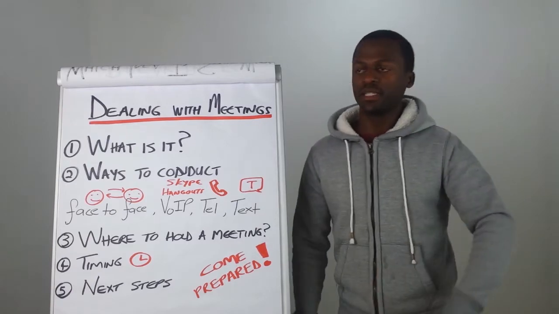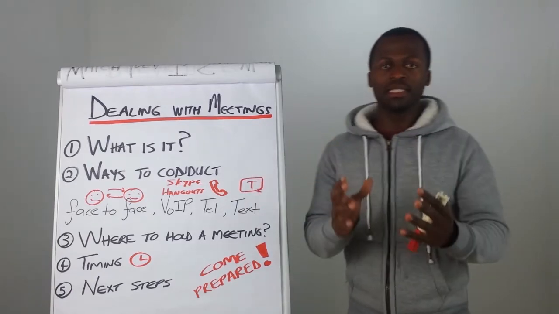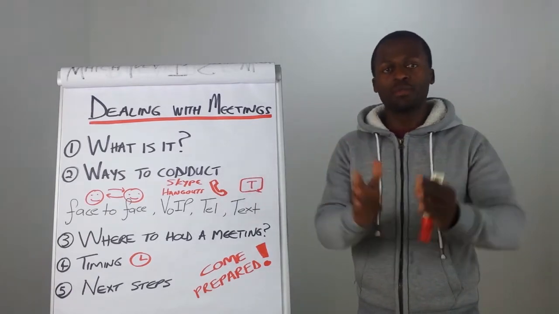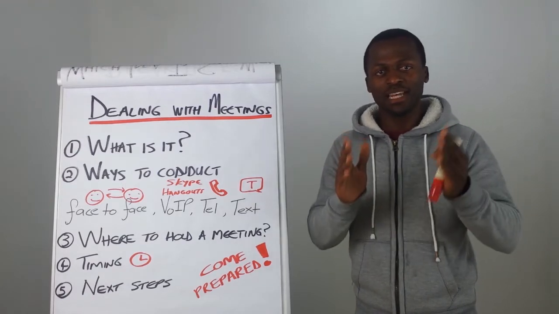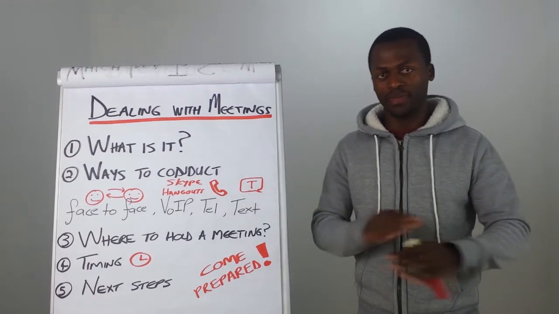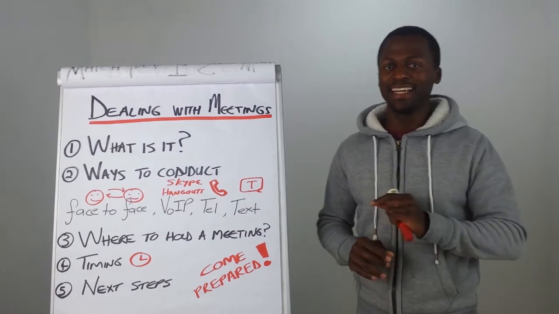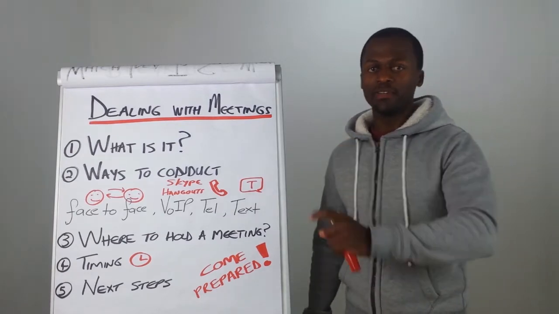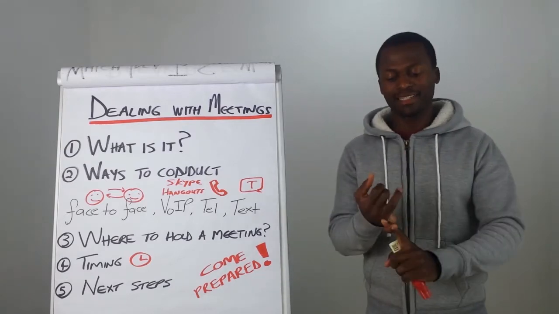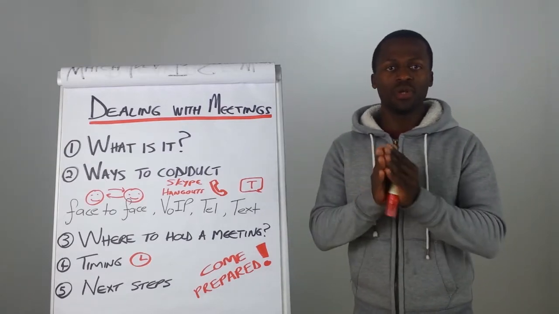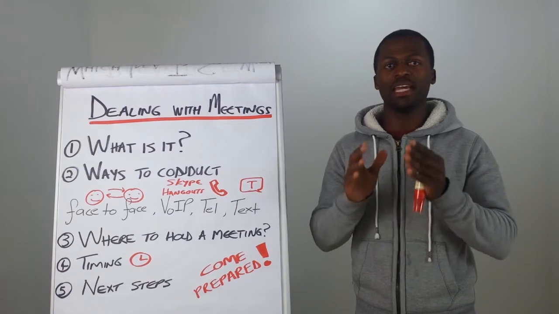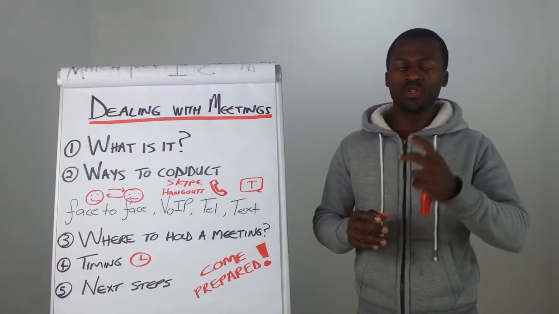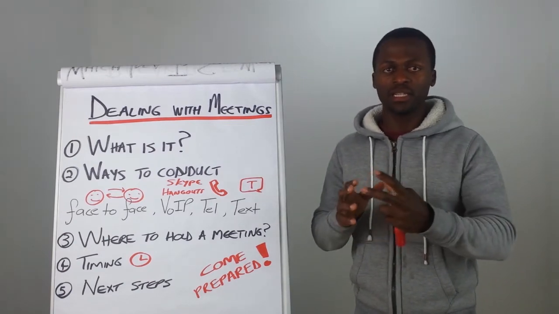Okay, first things first. What is a meeting? A meeting happens whenever two or more people come together to discuss something that is of interest to all of them. That is it. That is the basic definition of a meeting. The most important thing about the definition of a meeting is discussing something of interest to everyone in the meeting. So there has to be a talking point or talking points that have to be discussed within a meeting.